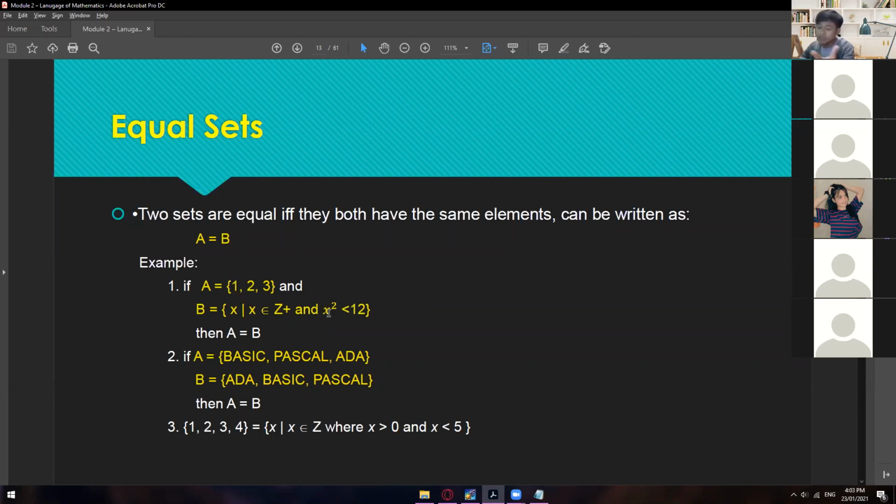The next one is 2. 2 squared is still less than 12; 2 squared is 4, so this is now the number 2. Then 3 squared is still less than 12 because 3 squared is equal to 9, so it is now the number 3. But once you substitute number 4, 4 squared is 16. In that case, 16 is not less than 12 anymore, so you have to stop now.